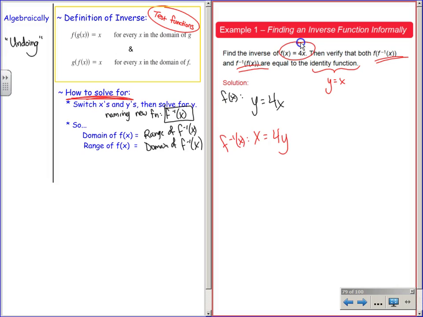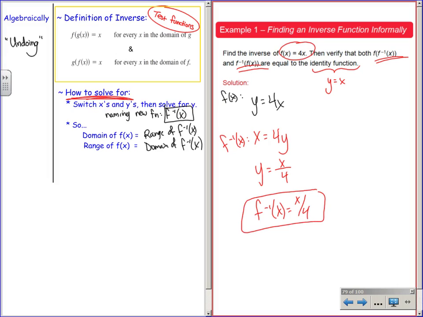Now, does this equal the inverse? No, we have to get y by itself. And all we have to do is divide by 4. So y equals x over 4. And we give him his new name and say, no, no, you're not f, you're different, obviously. So we're going to call you f inverse.